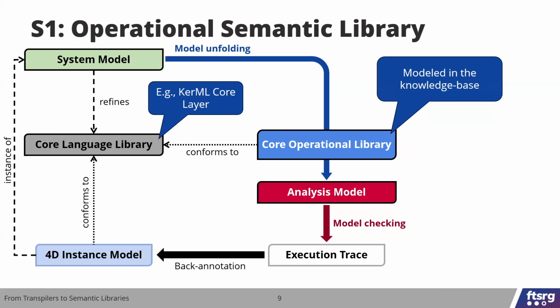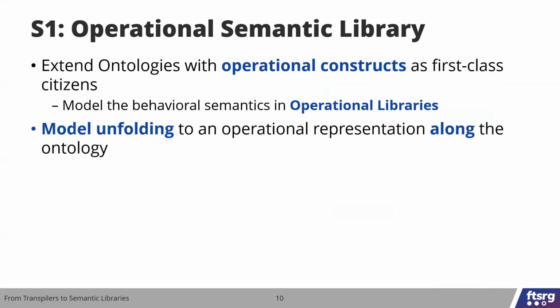If we then take the execution trace that this model checker gives us, it can be back annotated into the 4D instance model, and then we can use the same ontological techniques that we could do with the original ontological representation. So to reiterate, we can extend the ontology with operational semantics and then unfold it to the operational representation.